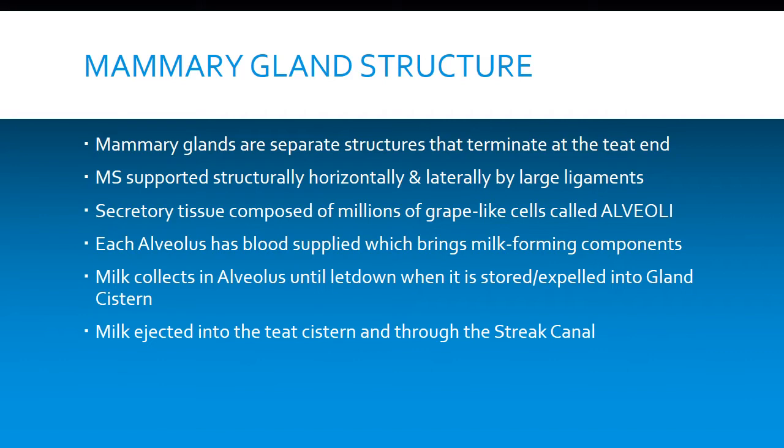Milk collects then in a little grape-looking structure called an alveolus until letdown occurs. It's stored there and expelled into the gland cistern, a little bit of an open area in the mammary gland, in which milk is then stored until it's ejected into the teat cistern and down through the streak canal and out of that mammary gland.